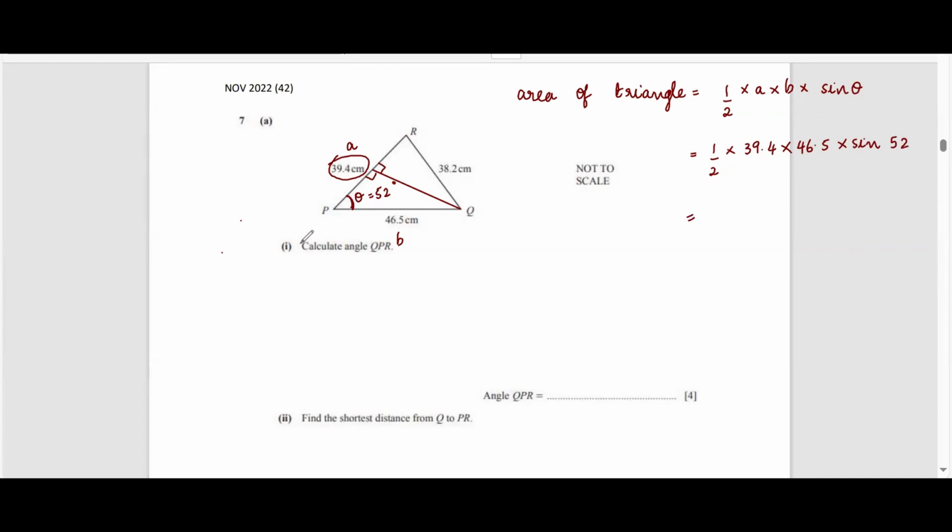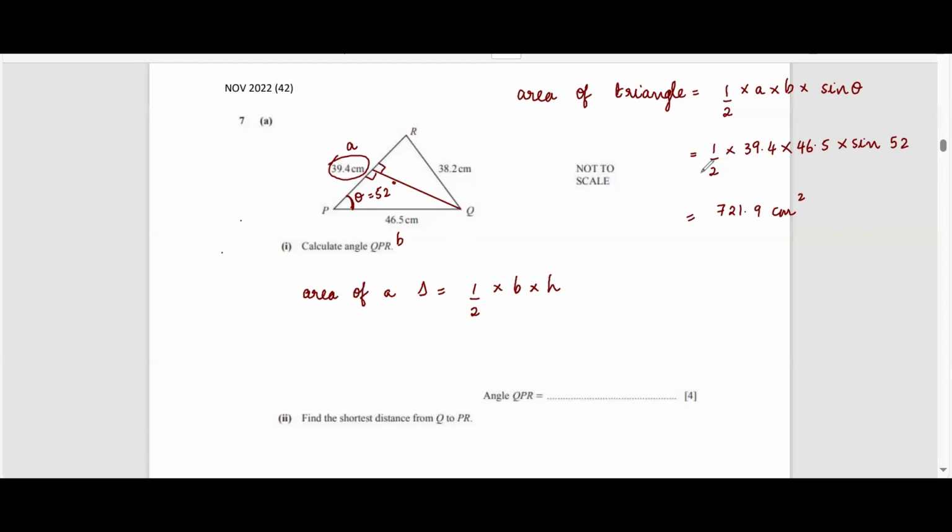So let's just put this in the calculator. 39.4 into 46.5 into sine 52 divided by 2. So the area I got here is 721.9 approximately. Rounding to one decimal place, I'll get 721.9 centimeter square. So now we know the normal area of a triangle formula. Area of a triangle is half of base into height. The shortest distance is always the perpendicular height or perpendicular distance.